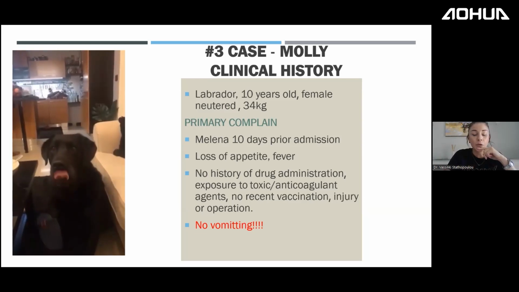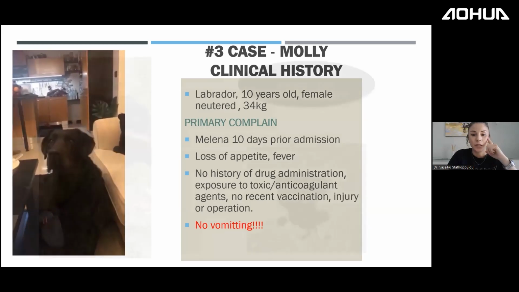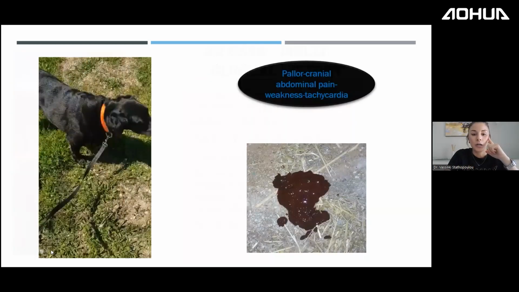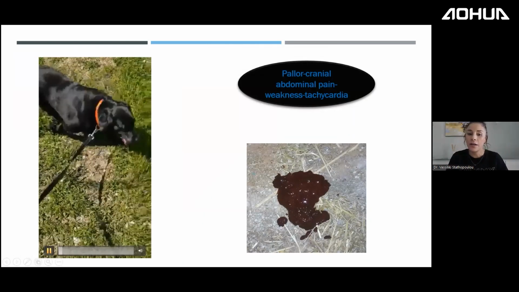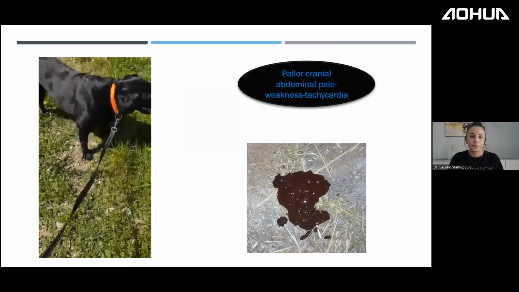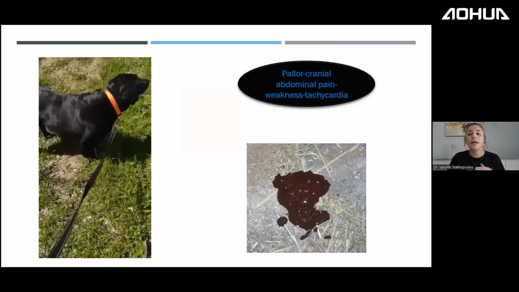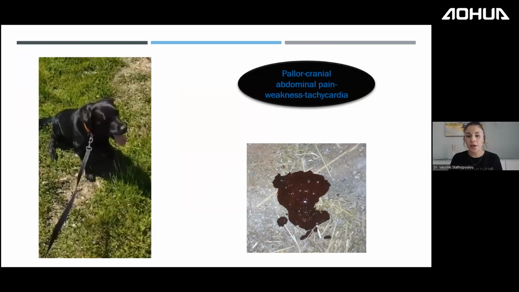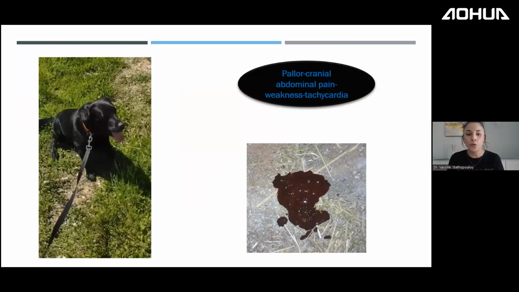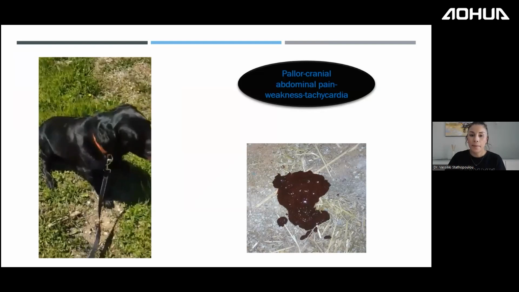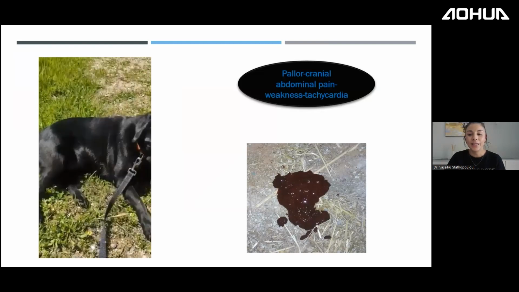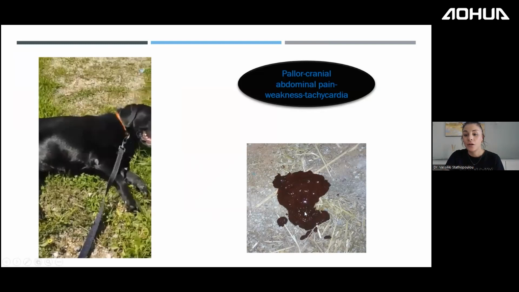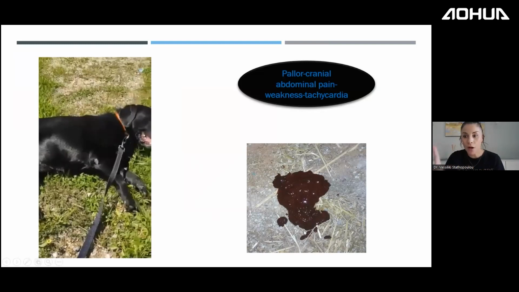Okay. So you see what she's doing. And this is out in her walk. Look how she is collapsing. She cannot even walk. And look what she's doing. She is helpless. She has no more strength. She's reluctant to move. Oh, the poor girl. And this is what she defecated, without even one vomit.